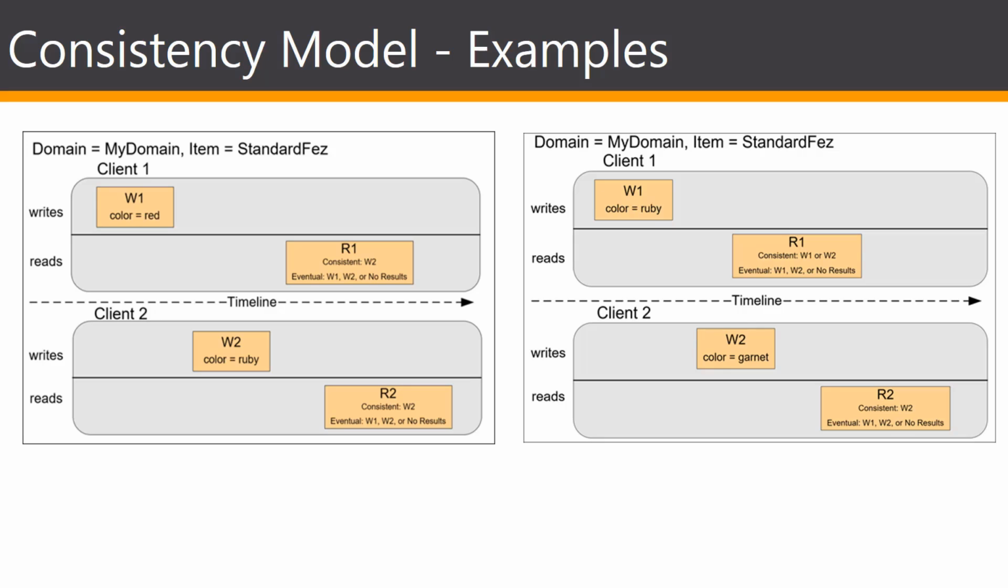Now in the example on the right, W2 does not complete before the start of R1. Therefore, R1 might return color equals Ruby or color equals Garnet for either a consistent read or an eventually consistent read. Also, depending on the amount of time that has elapsed, an eventually consistent read might return no results at all.